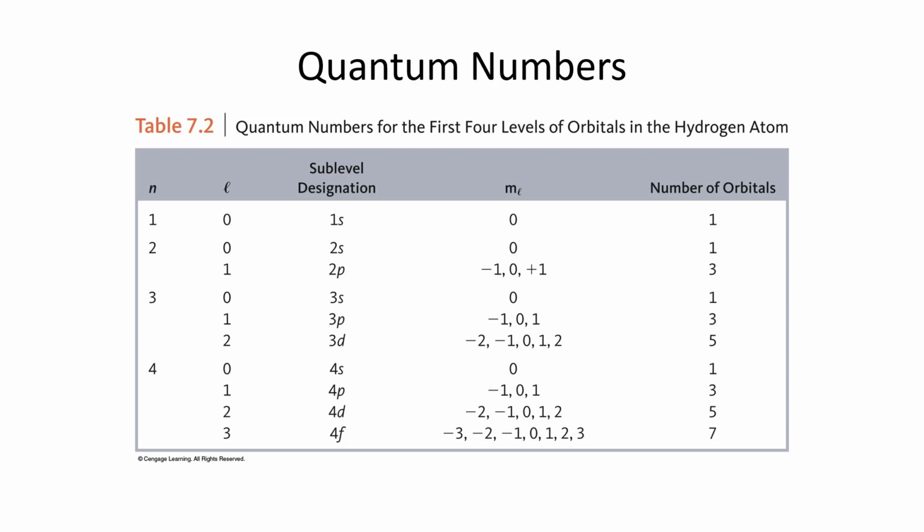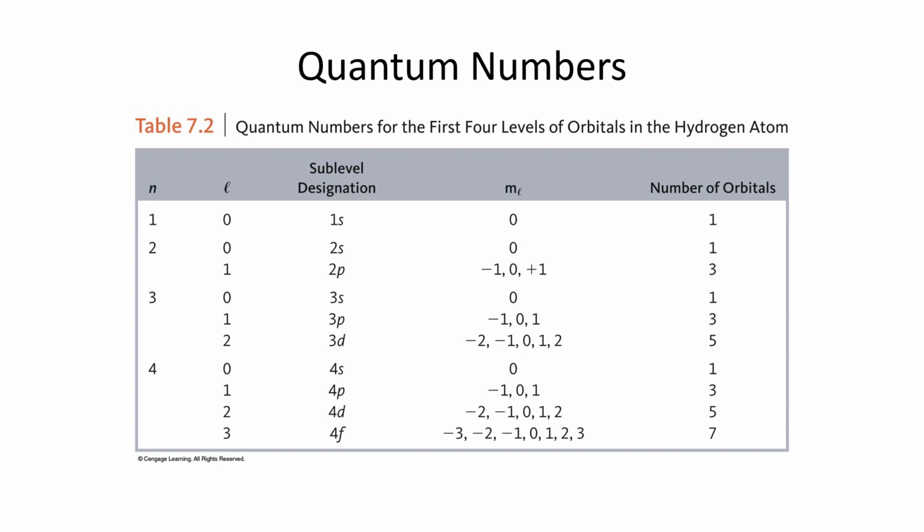So then within the s, you have an m sub l of 0, and within the p, you have -1, 0, and +1. So a total of 4 orbitals possible within the principal quantum number of 2, and so on and so forth. And so that's kind of how these work and how they all add together.